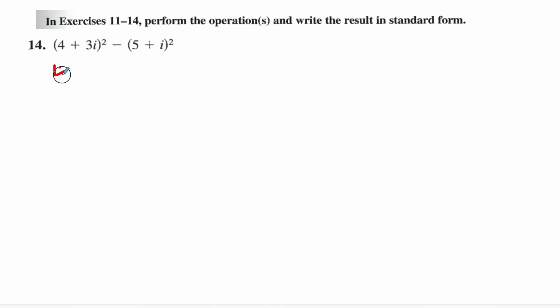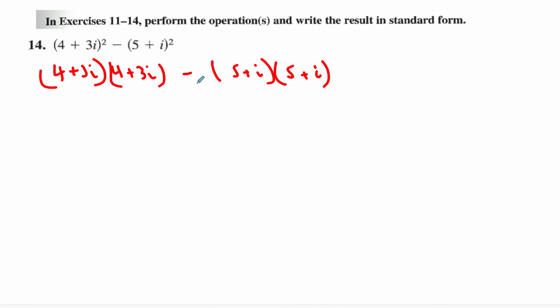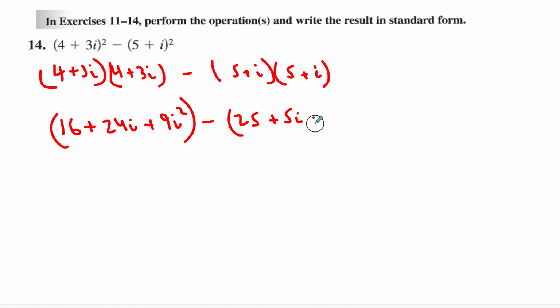Same idea here, except we have to square it. So this is 4 plus 3i times 4 plus 3i minus 5 plus I times 5 plus I. You got to be careful on this one. Okay, 16 plus 12 plus 12 plus 24i plus 9i squared minus 5 times 5 is 25. 5 times I, 5 times I, plus I squared. Notice this subtraction in the parentheses. So, 16 minus 9, because that's a minus I squared, right?